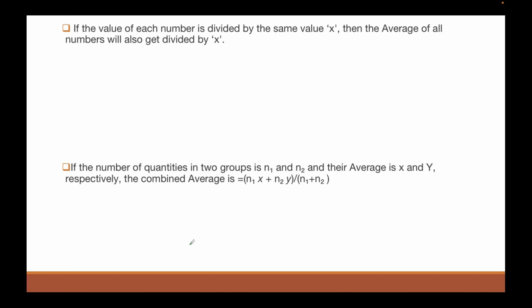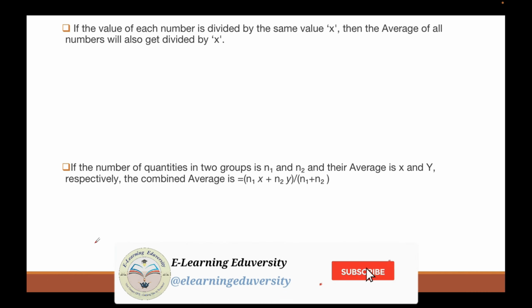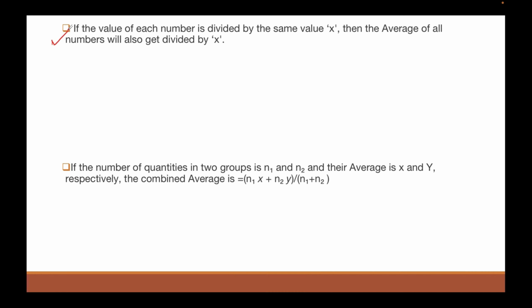Now the last part, the last two basic rules which we will be doing. The same rule will be applicable for division also. It's telling that if each of the numbers is getting divided by some value x, then the average will also be getting divided by the same value x. Now suppose I am taking the previous example of 5 numbers where the average was 25. So x, y, z, a and b, and the average is equal to 25, right?